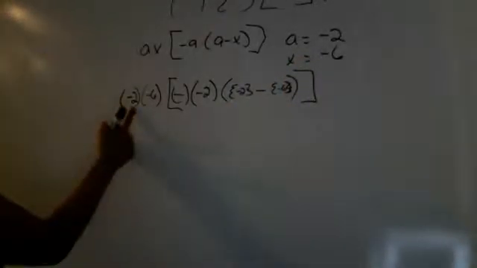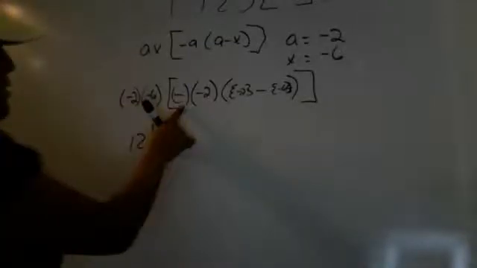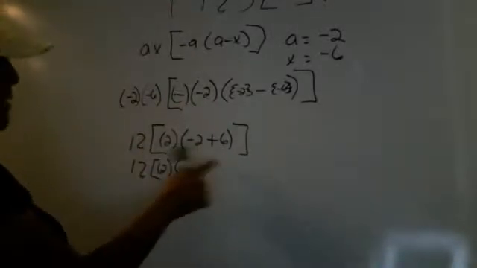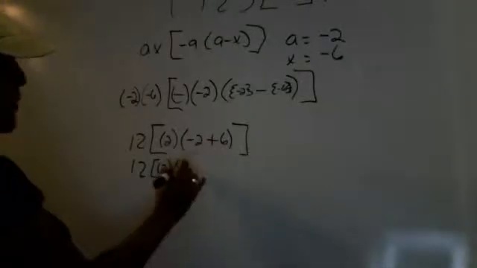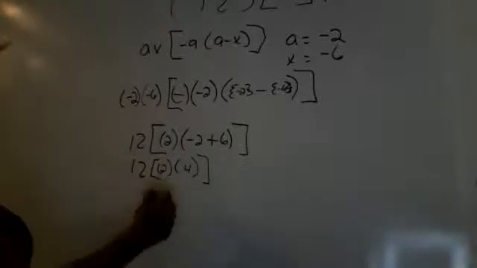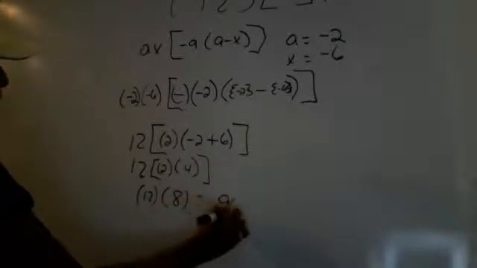I can do this. -2 times -6 is a +12. -1 times -2 is a +2. And then I've got -2 minus, and a minus becomes a +6. Then I have 12, and this just simply means times. What is -2 and +6? They're different signs. You find a difference, which is a +4. Yes, so then you've got 2 times 4 is 8, times 12 is simply 96.